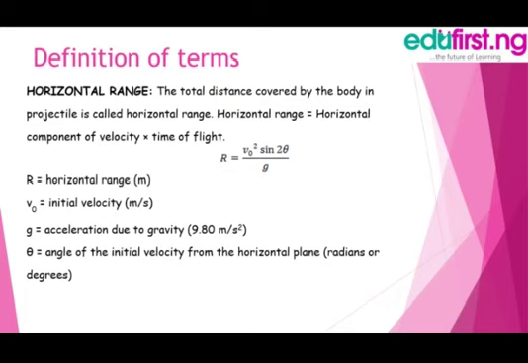Now the horizontal range. The total distance covered by the body in projectile motion is called the horizontal range. Horizontal range is given by the following equation, where R stands for the horizontal range, in meters; V0 is the initial velocity in meters per second; g is the acceleration due to gravity; and theta is the angle as explained.